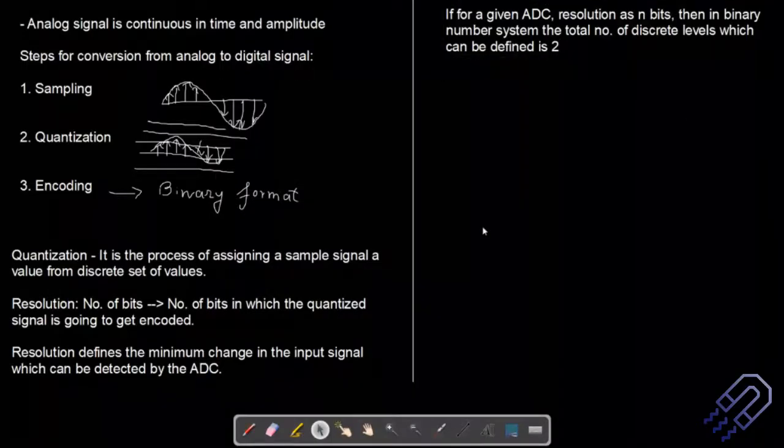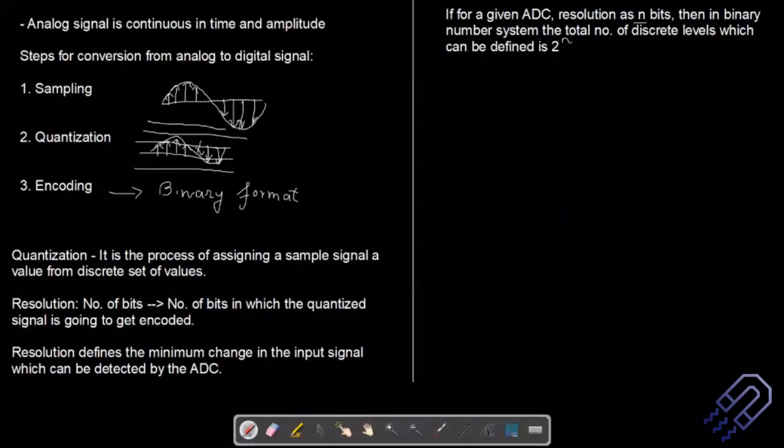So if we are having an n-bit system, the number of levels that we can actually have to store the data will be 2 to the power n. I'm not taking 2, I'm just taking n, so I should write down n here: 2 to the power n. This n is the n that we're talking about. So the input signal will usually get quantized in these 2 to the power n levels.